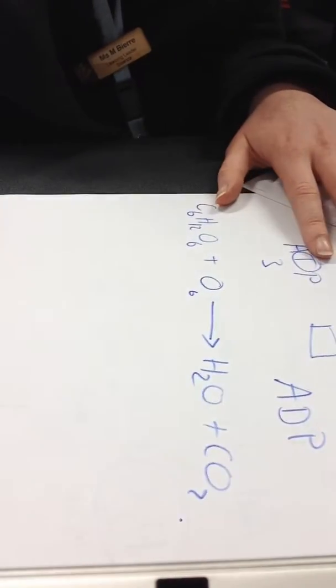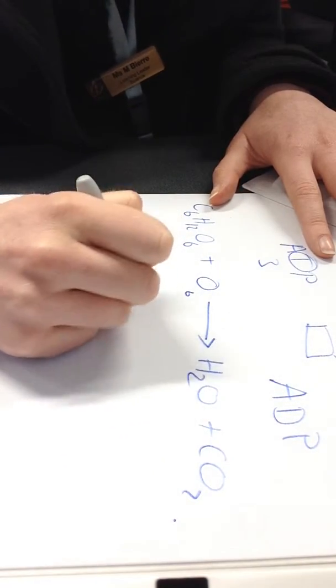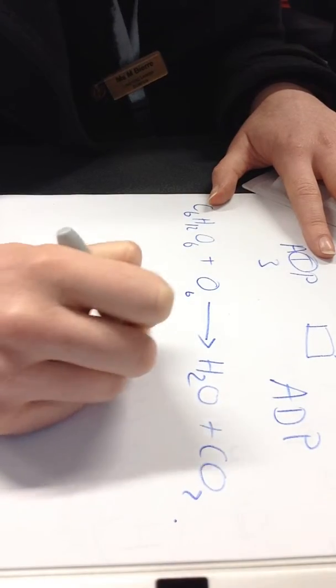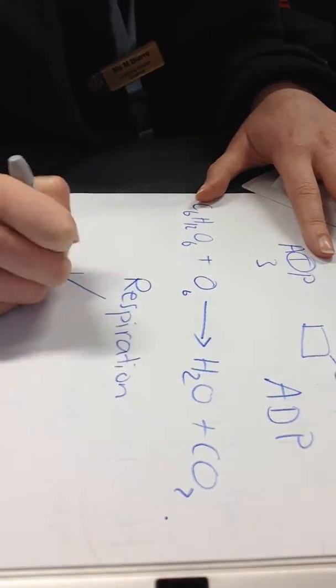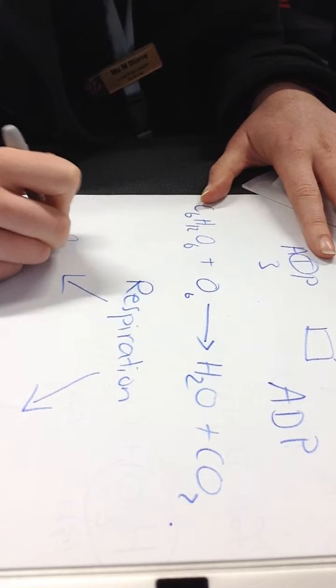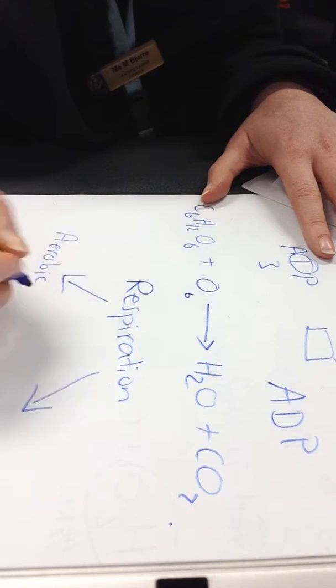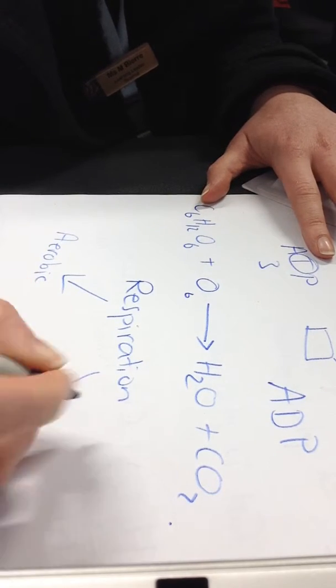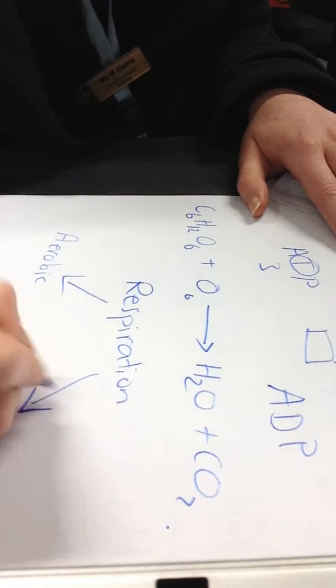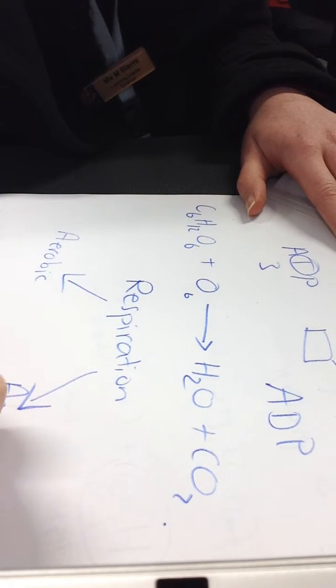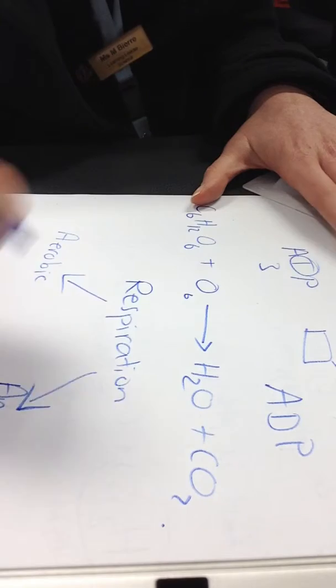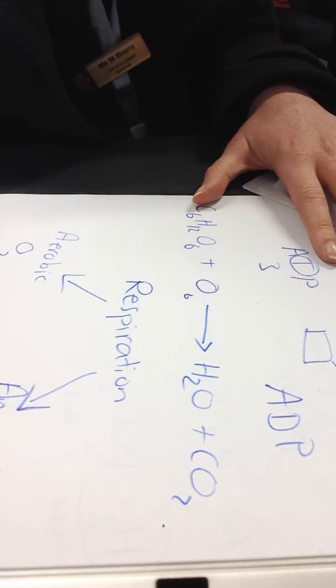Okay, so I'm going to write that down, make that a little bit clearer. Respiration comes in 2 different types. Aerobic, I like to think of it as you breathe in the air and the air has oxygen in it, aerobic, and anaerobic. Aerobic is with oxygen, anaerobic is without oxygen.